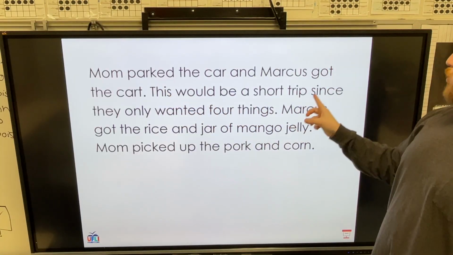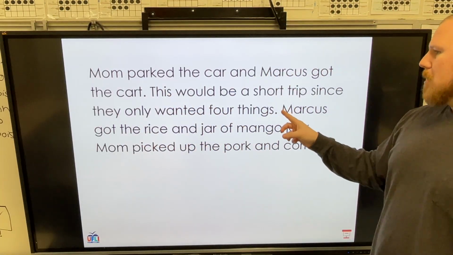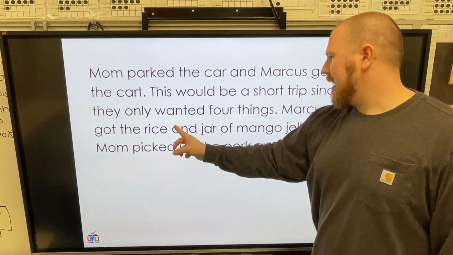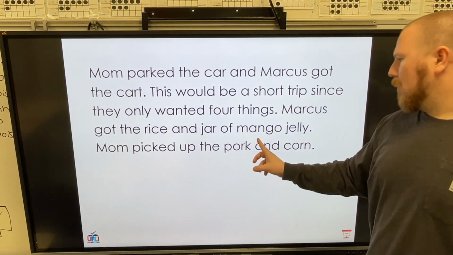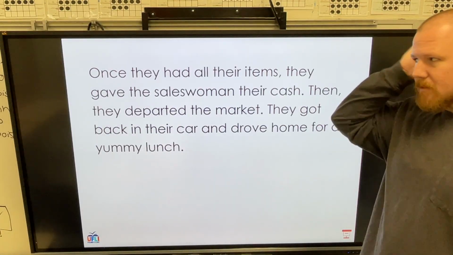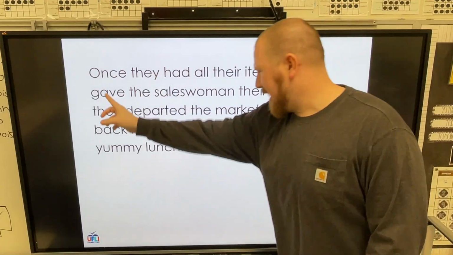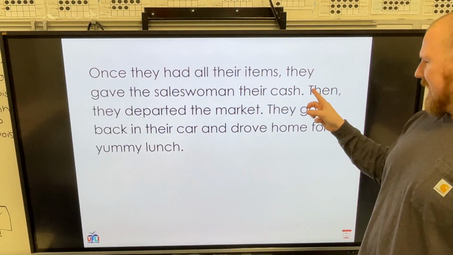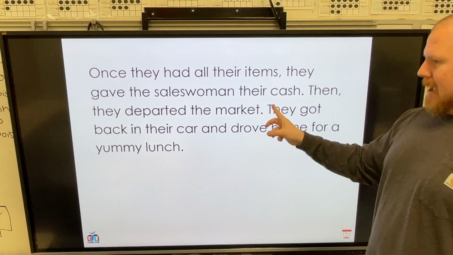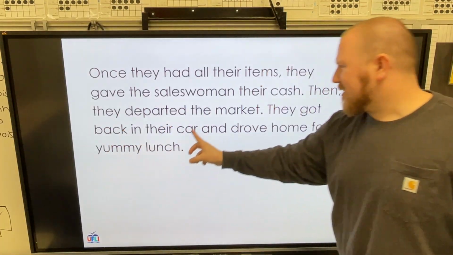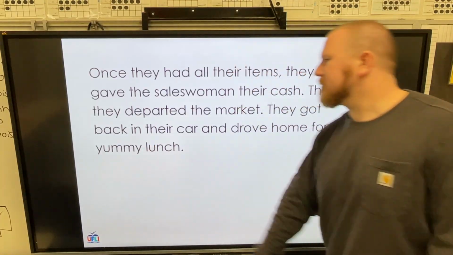Mom parked the car and Marcus got the cart. This would be a short trip since they only wanted 4 things. Marcus got the rice and jar of mango jelly. Mom picked up the pork and corn. Once they had all their items, they gave the saleswoman their cash. Then they departed the market. They got back in the car and drove home for a yummy lunch.